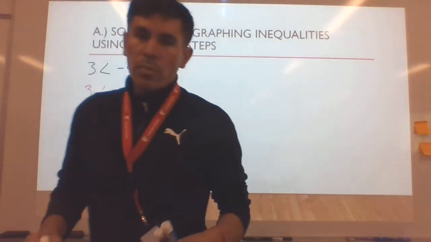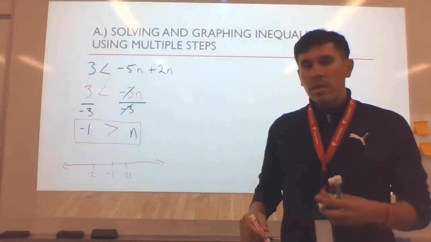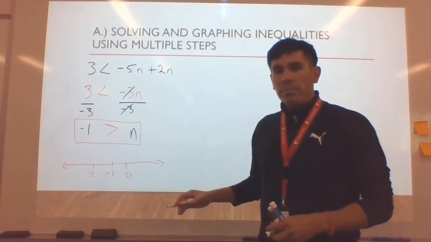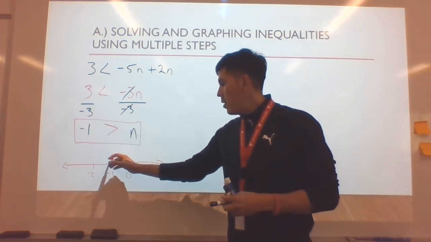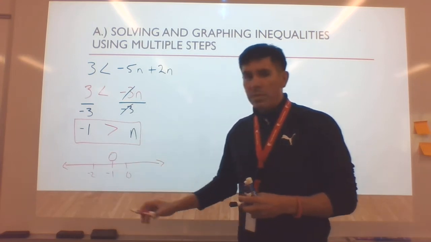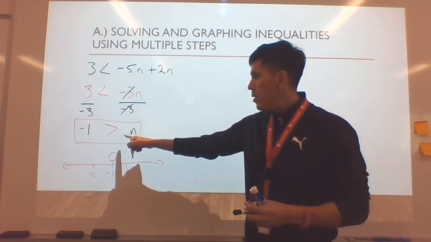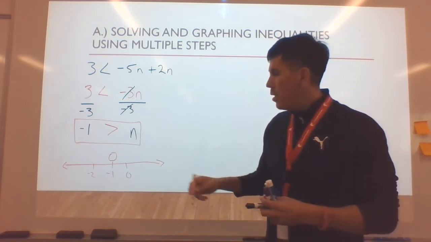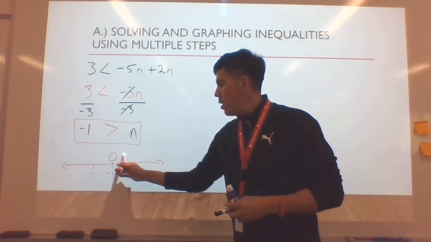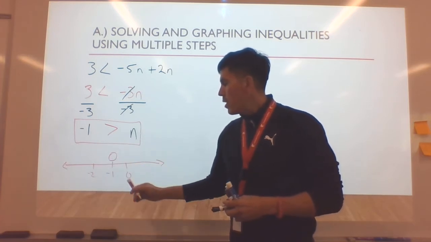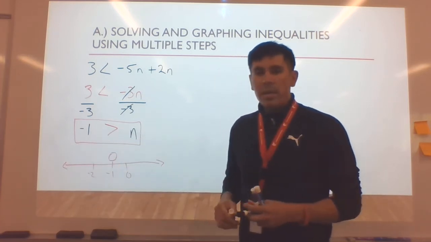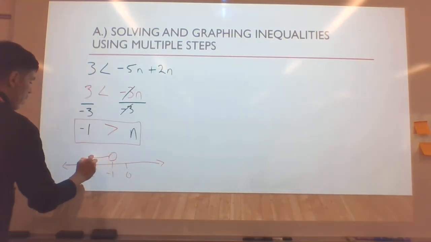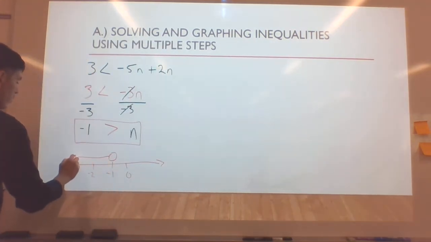So now we're going to find negative 1, and now we're going to say, well, is it an open or closed circle? Well, because we have a less than symbol, we're going to say it's going to be an open circle. The statement reads n is less than negative 1. So we ask ourselves, which way, right, are my values less than negative 1? And so my values are less than negative 1 when we go this direction.